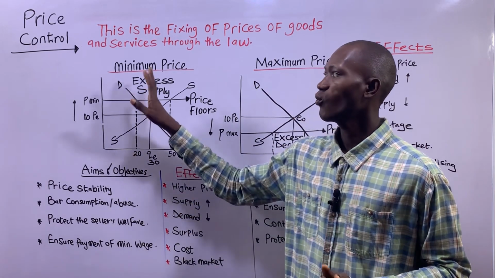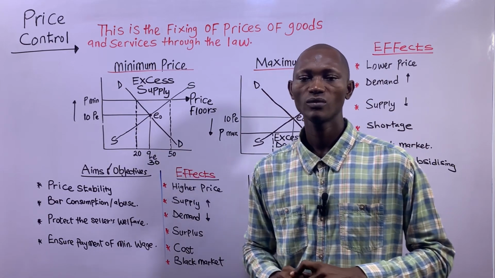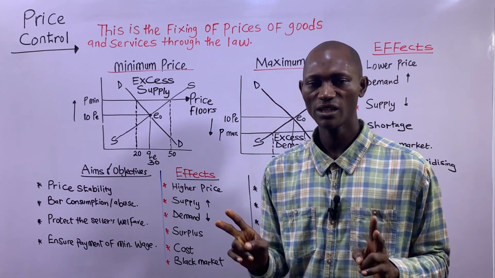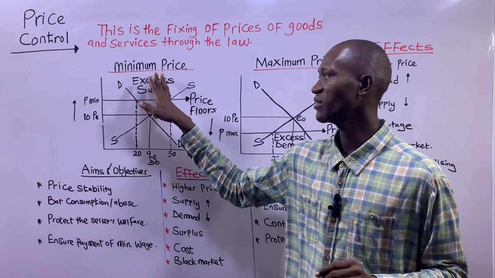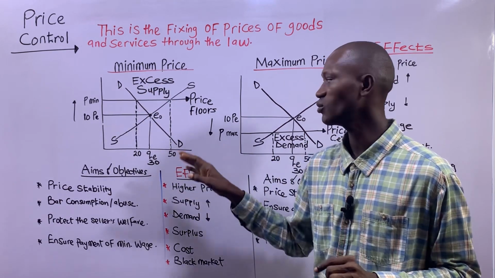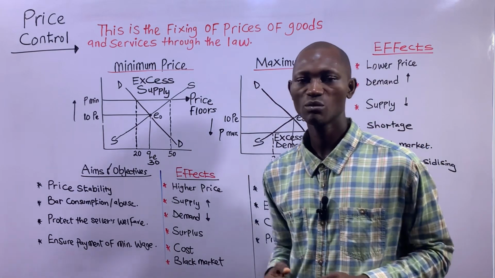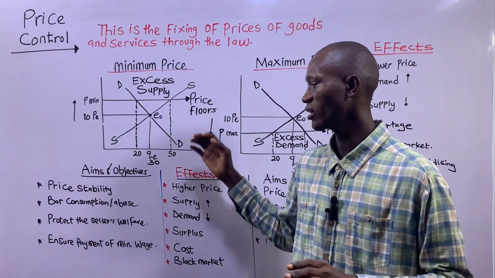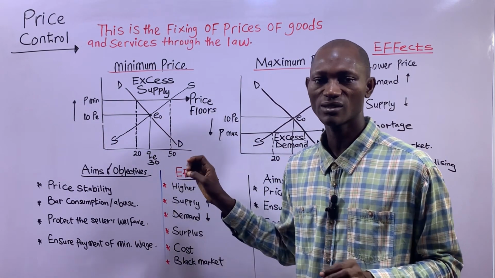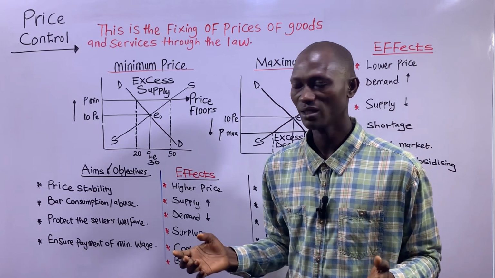So when we say price control, there are basically two types of it. We have the minimum price legislation, which is also called price floors, and maximum price legislation. We are going to be looking at each of these singularly.